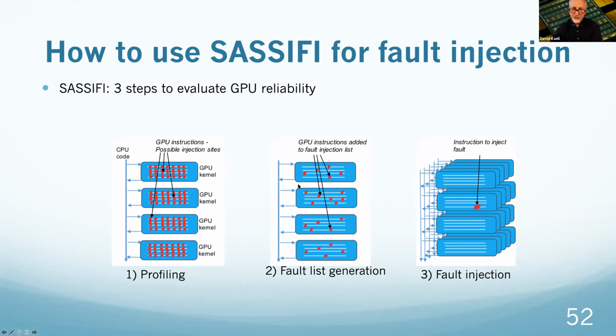The second step is you then take those injection sites and you inject a statistically significant number of injections, one per run. So you take it from this fault list, you select them, and then you do the fault injection and check the result. This can take a significant amount of time, but again, you'd like to be able to optimize how many of these you actually need to do.